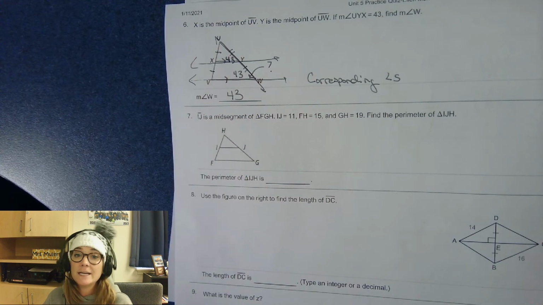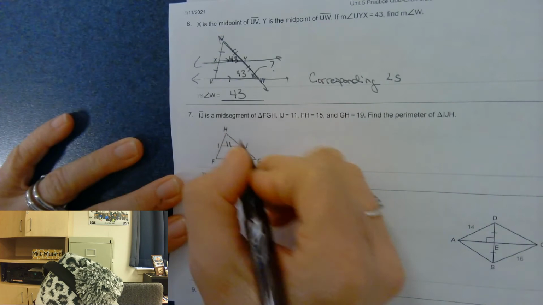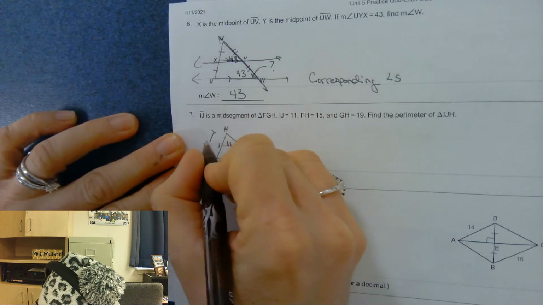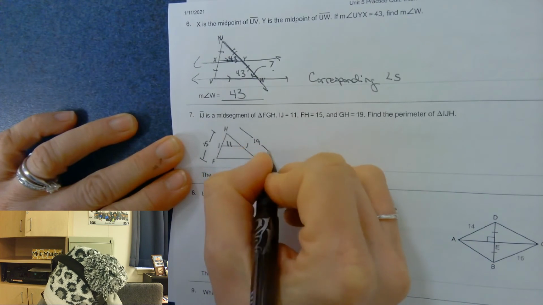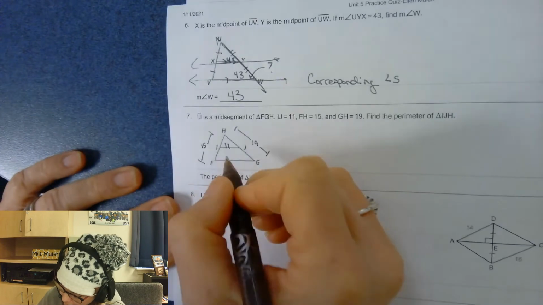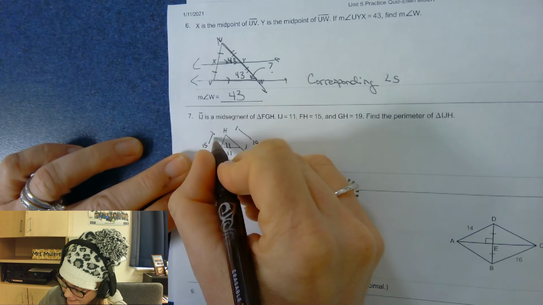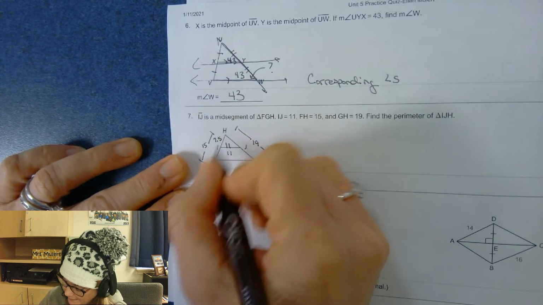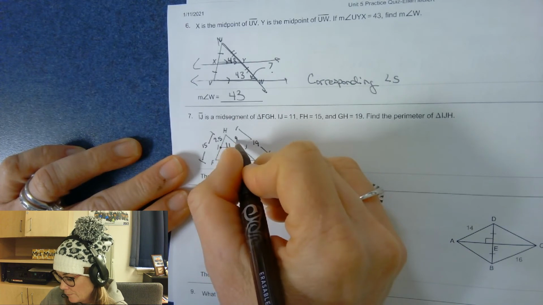Okay, number 7, IJ is a midsegment of triangle FGH. IJ is 11, and it's a midsegment. FH is 15, so this whole thing is 15. And GH is 19. Okay, so find the perimeter of IJH. So the perimeter, this is 11, so this is going to be 7.5, right? That's going to be half because that's a midsegment, so that's a midpoint. And then this is going to be 9.5.